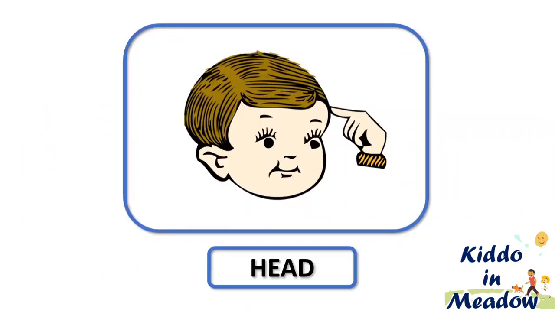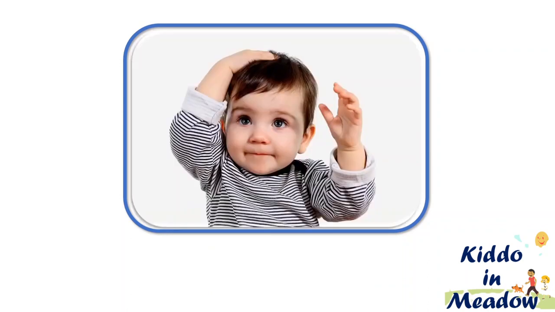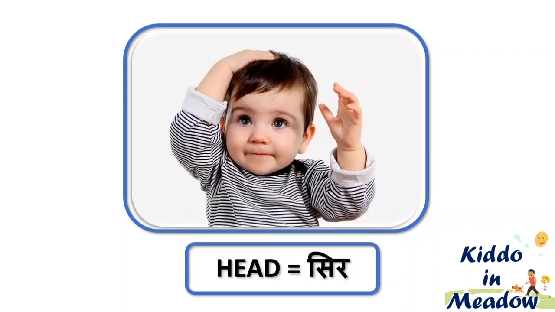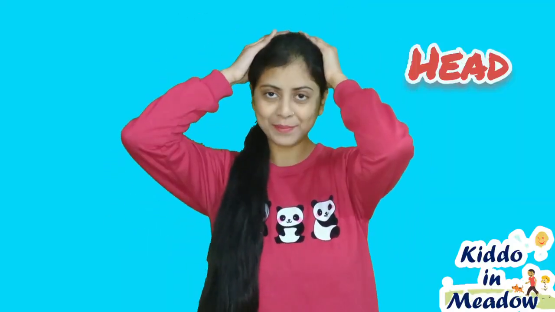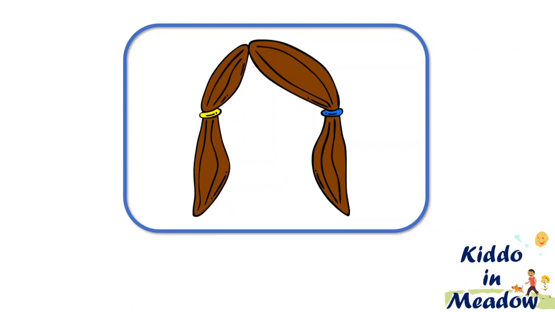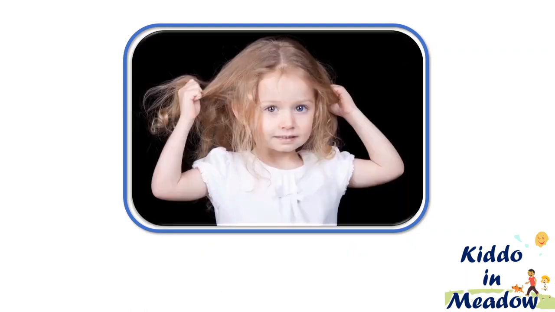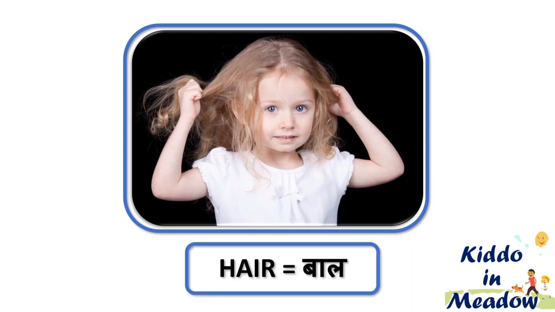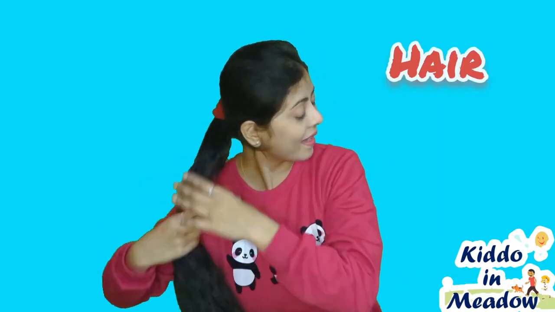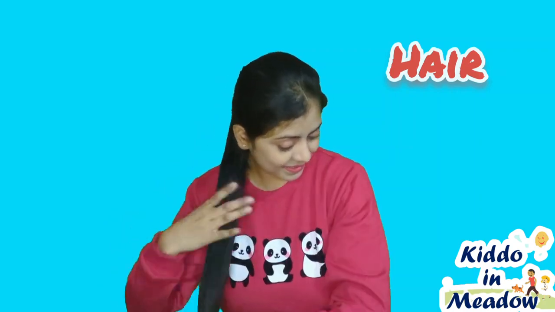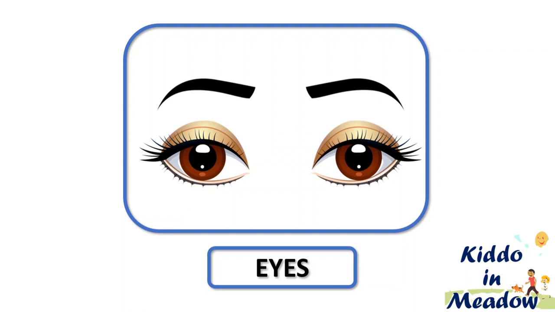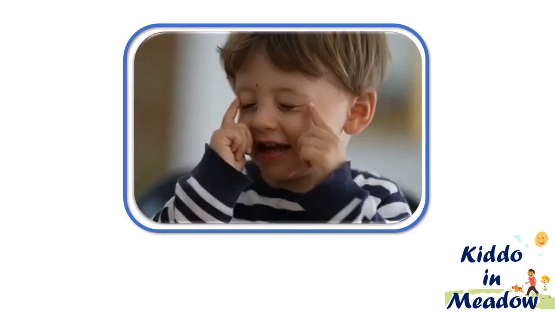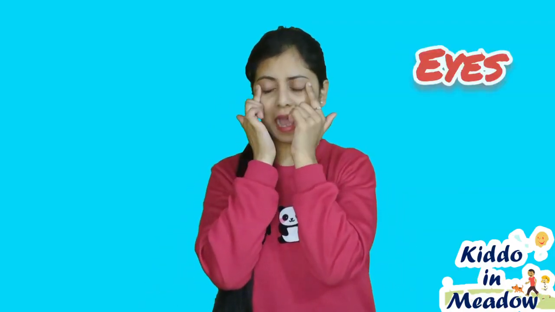This is head yani sir. Head. This is hair yani baal. Hair. These are eyes yani aankhein. Eyes.